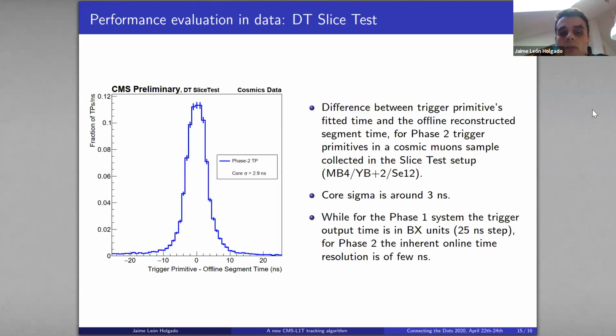Here in this plot, I show the difference between the trigger primitives fitted time and the offline reconstructed segment time, using the phase 2 trigger primitives, the new primitives, with a cosmic muon sample that was collected in the slice test setup in that specific chamber. The core sigma of the distribution is around 3 nanoseconds. We need to say that for the phase 1 system, we've got a trigger output time that is in BX units, so it has a 25 nanosecond step. For phase 2, we've got an inherent online time that, as you can see, is around a few nanoseconds. So it's a huge improvement and it will do a lot.